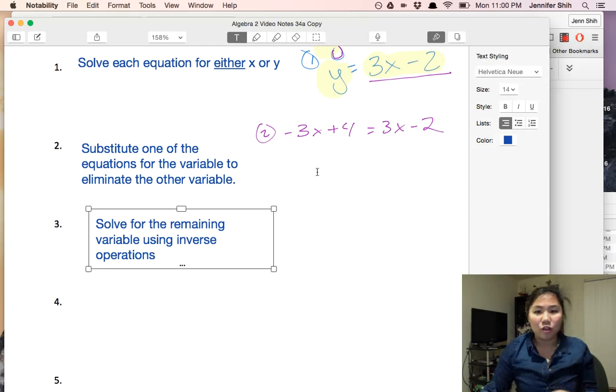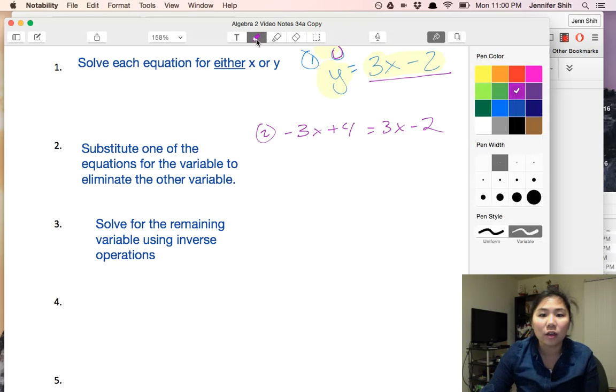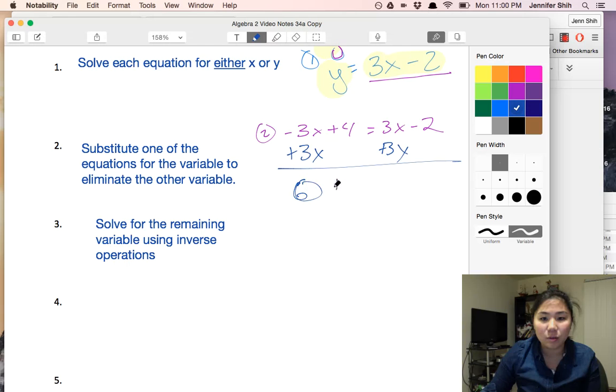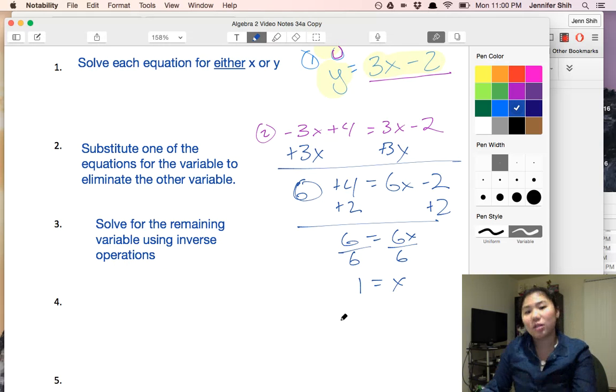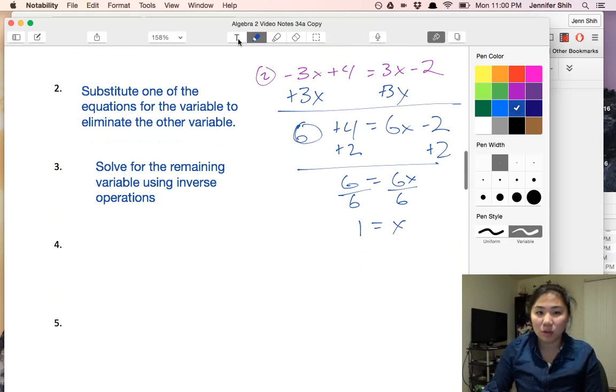So let's take a look at our inverse operations. If this is minus 3x, I'm going to add 3x to both sides. I'm going to get 0 plus 4 is equal to 6x minus 2. And then I need to isolate x, so I'm going to add 2 to both sides and get 6 is equal to 6x. Then, because this is 6 times x, my inverse operation is to divide, and I get x is equal to 1. And I have an answer, but it's not my full answer because there are 2 more steps here, which means we are not done.